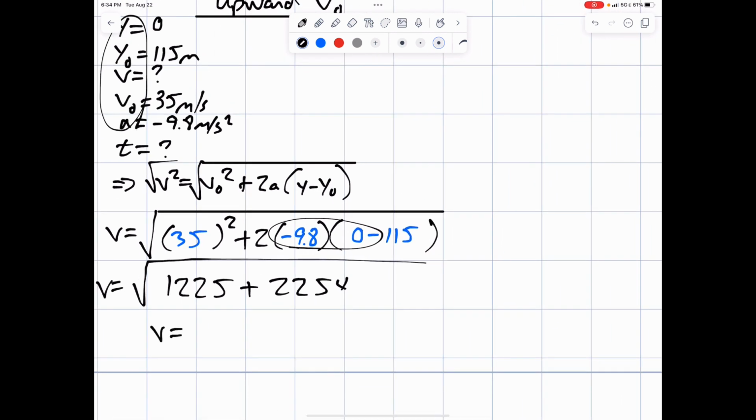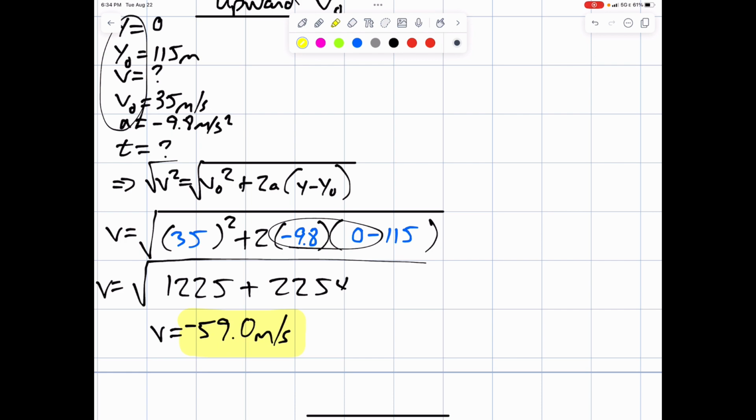And we're getting a velocity of, well, the square root of that is 58.98, or just roughly 59 meters per second. Now keep in mind what's going on there. Velocity is downward, it's negative, so there's my velocity when I throw the ball upward, right?